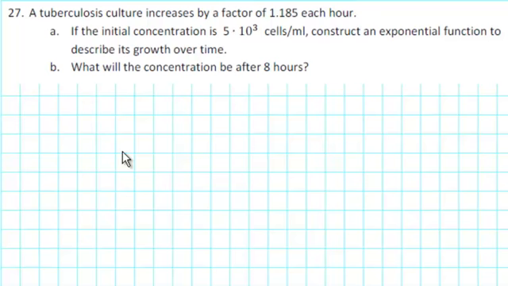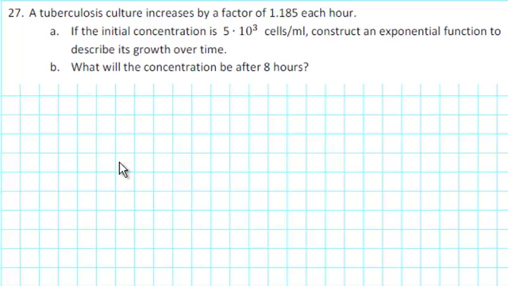A tuberculosis culture increases by a factor of 1.185 each hour. A. If the initial concentration is 5 times 10 to the third, or 5,000 cells per milliliter, construct an exponential function to describe its growth over time. B. What will the concentration be after 8 hours?